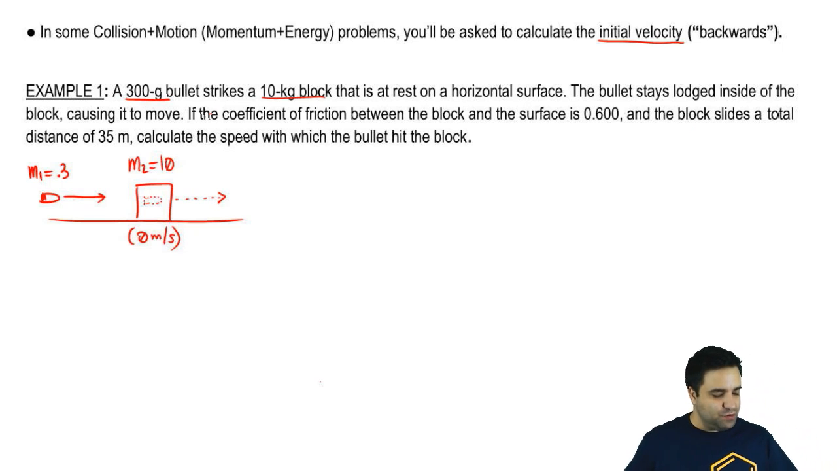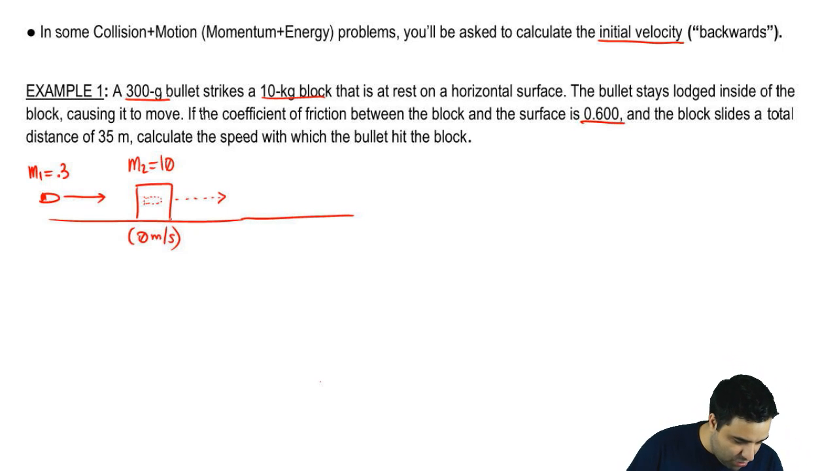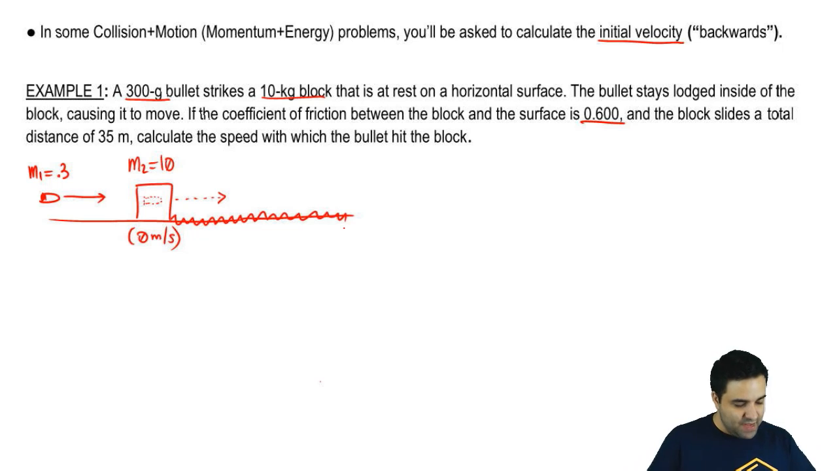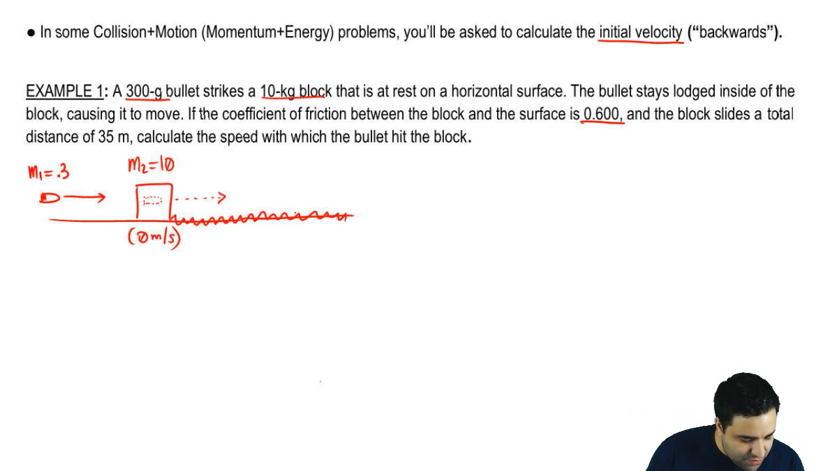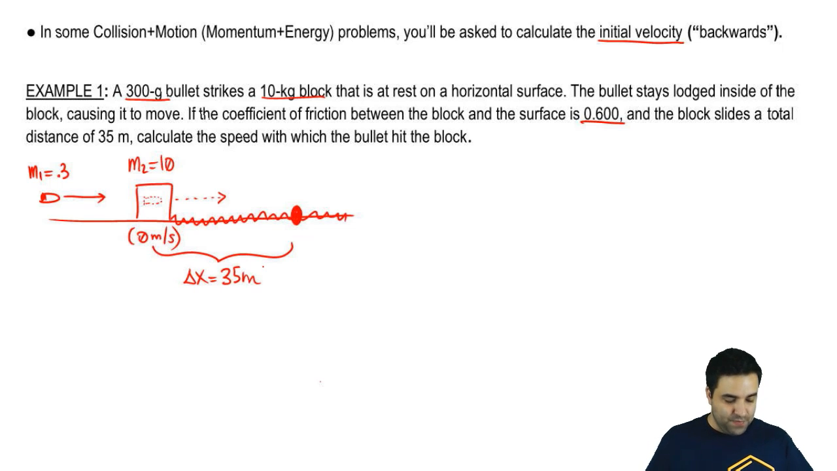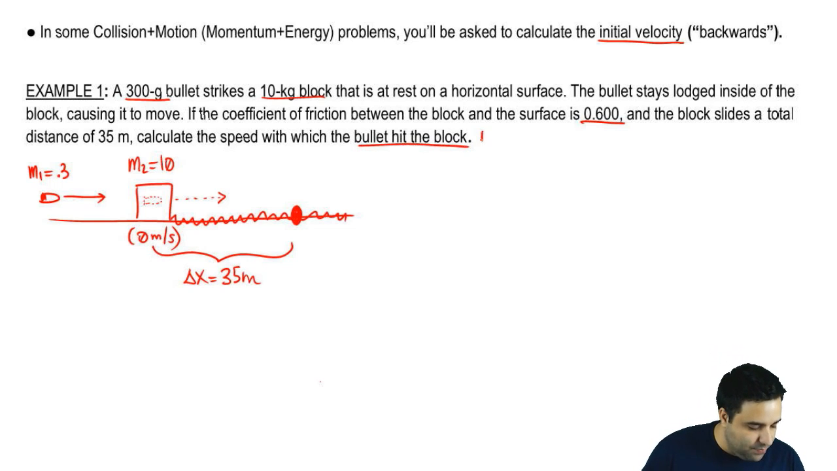The coefficient of friction between the block and the surface is 0.6. So I'm going to draw the floor like this, the surface like this, just to indicate that there's friction, and the block slides a total distance of 35 meters. So after being shot, the block goes from being at rest and then it slides 35 meters. So let's say 35 meters ends right here. This distance, I'm going to call it delta x, this displacement, is 35 meters. I want to know the speed with which the bullet hit the block. In other words, I want to know the pre-collision speed of the bullet.